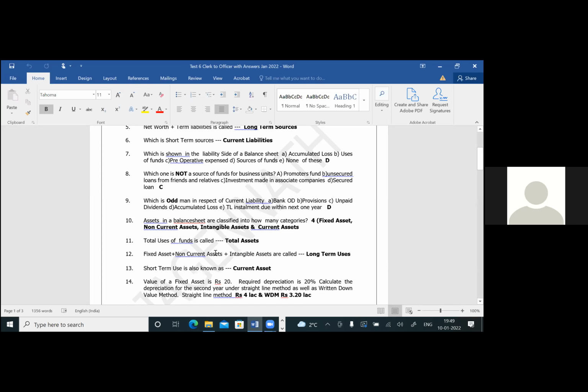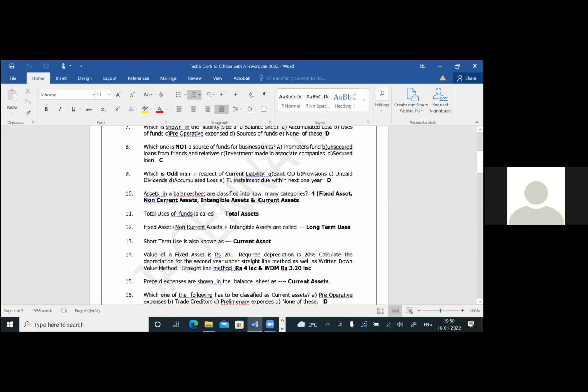Fixed asset plus non-current asset plus intangible asset. It is a long-term source. Okay, I told you total of asset side is called total uses. So what is a long-term use? That is fixed assets, non-current assets, and intangible assets. They are called long-term uses. Very simple. Short-term use is also known as current asset. Short-term use is called current asset. Okay, sir, very simple. You understand the logic, you'll answer all the questions.